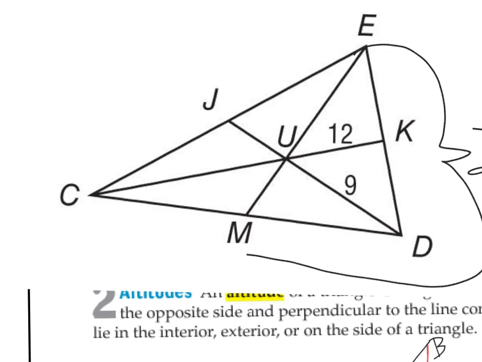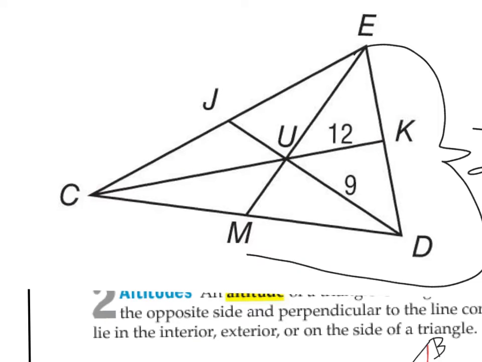So CU is right here, and we are given 12, and that's UK. So this is the 1/3 side. How do you know it's a 1/3 side? Because the 2/3 side, by definition, comes from the vertex. So CU is the 2/3 side, and UK would be the 1/3 side.